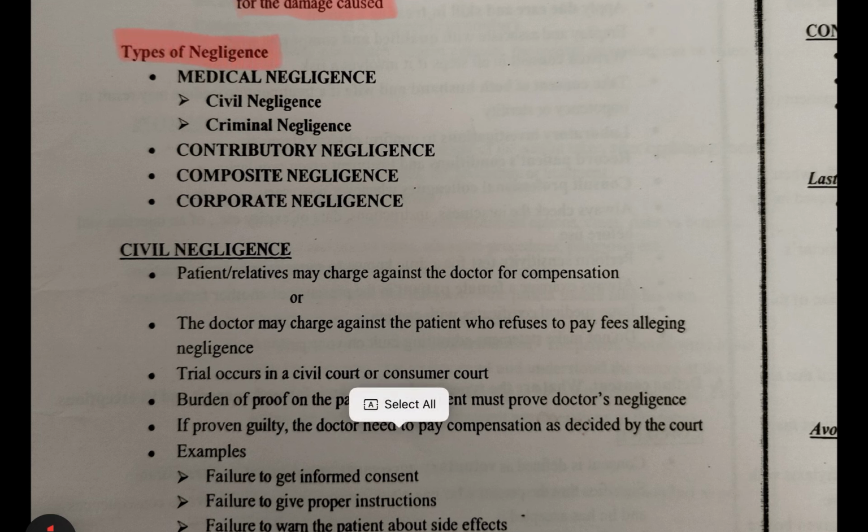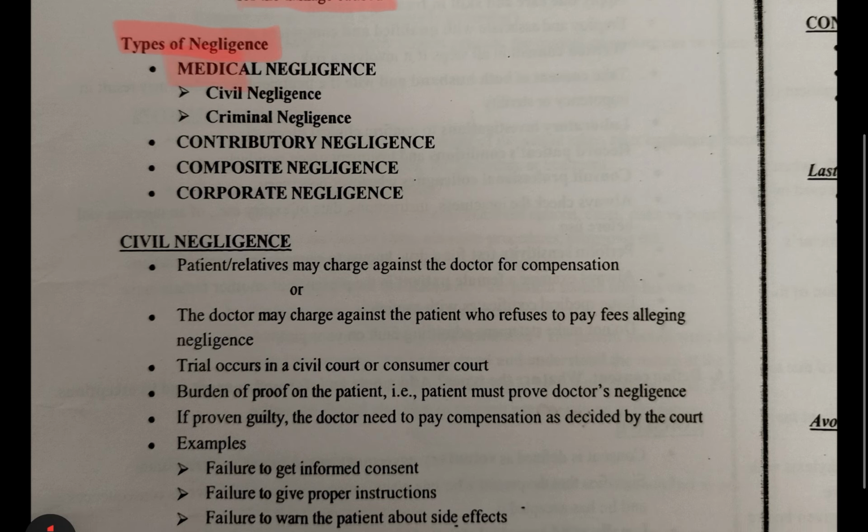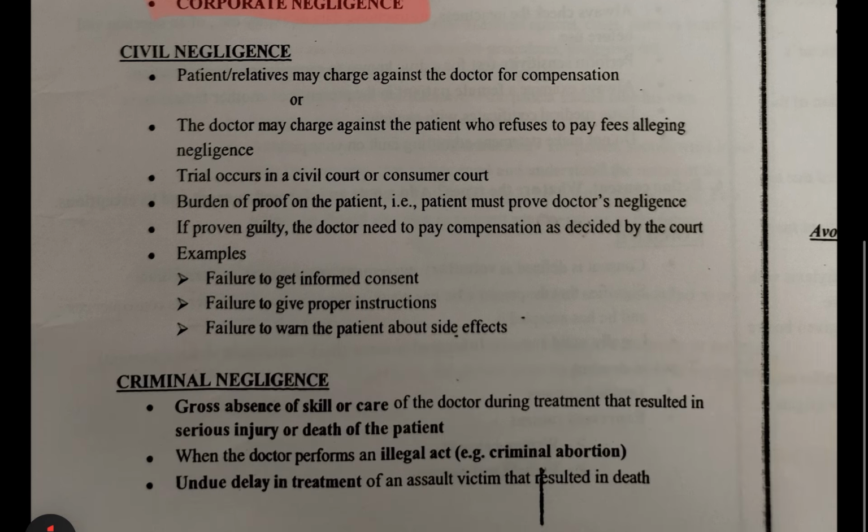Types of negligence. So we have seen elements of negligence so far. Now we are coming to types of negligence. There are around 4 types: medical negligence, contributory negligence, composite negligence, and corporate negligence. Under medical negligence, we have civil negligence and criminal negligence.